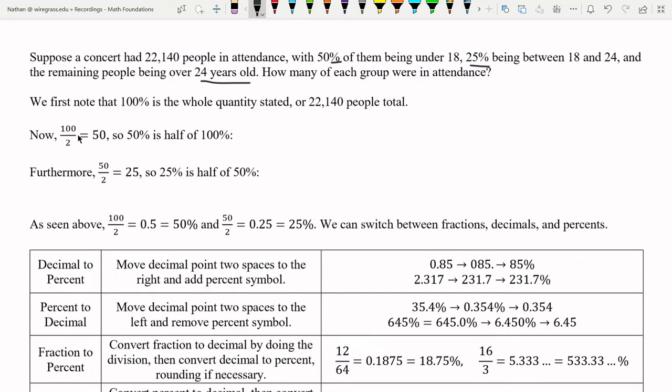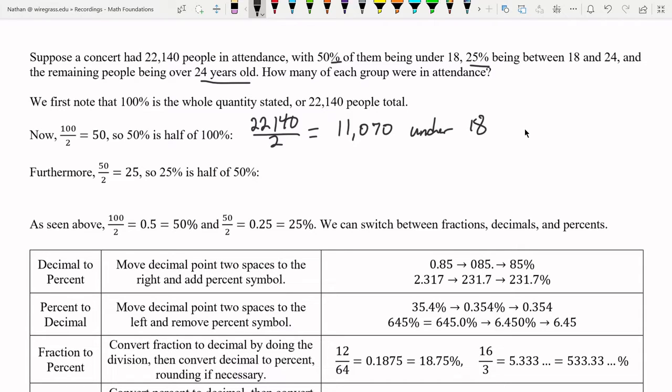Now, if you take 100 as a number and divide it by 2, we get 50. So 100% divided by 2 is 50%, or half of the people in attendance. In other words, we're going to take 22,140 divided by 2. And plugging that into a calculator, we can find what is 50%. 11,070. So 11,070 people were 50%, and that was under 18.